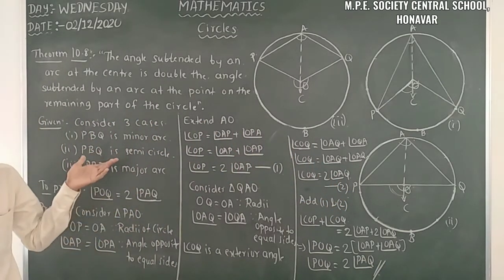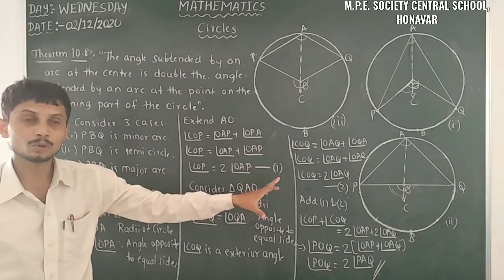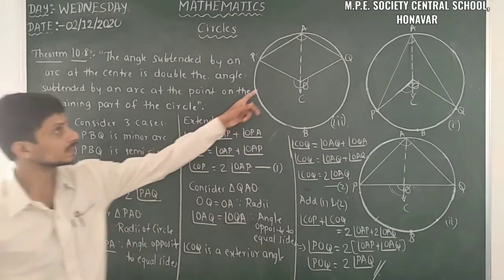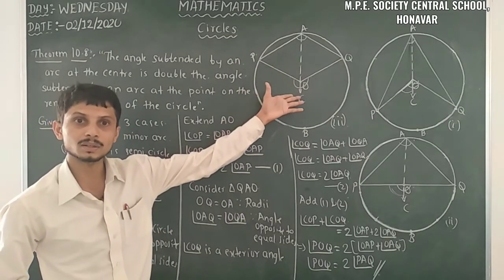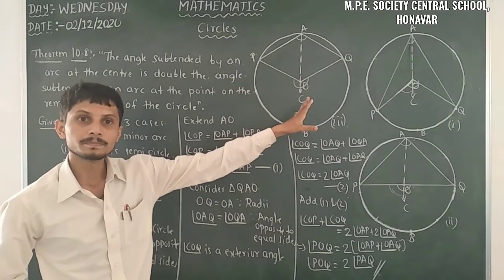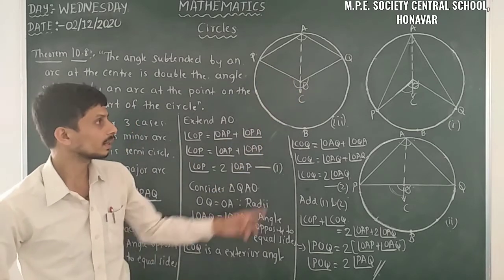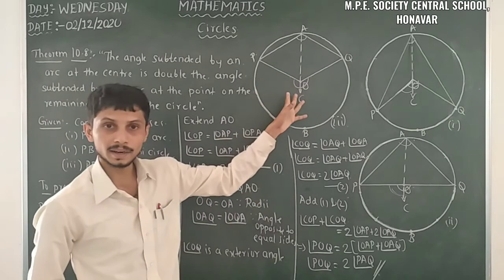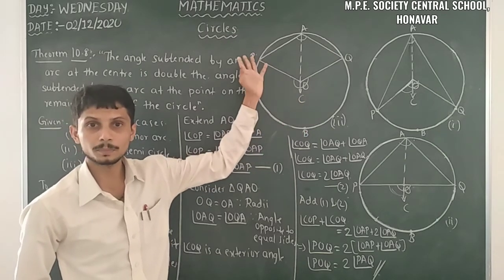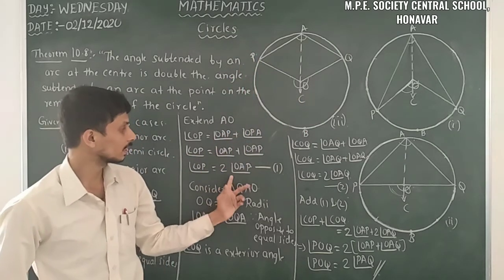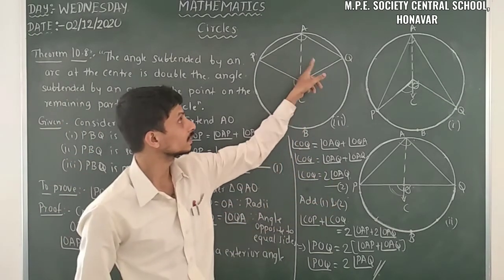How can we prove that one? There are 3 cases, and in all 3 cases we have the same proof. We consider one triangle, and in that the radii of the circle are equal, so the angles opposite to the equal sides are equal. Then we have the exterior angle, which is the sum of the interior opposite angles. So we took the relation. We have the one part, and simultaneously we have the second part in the second triangle.